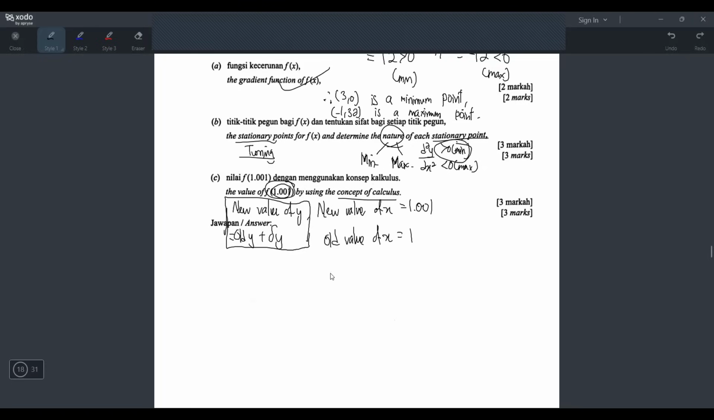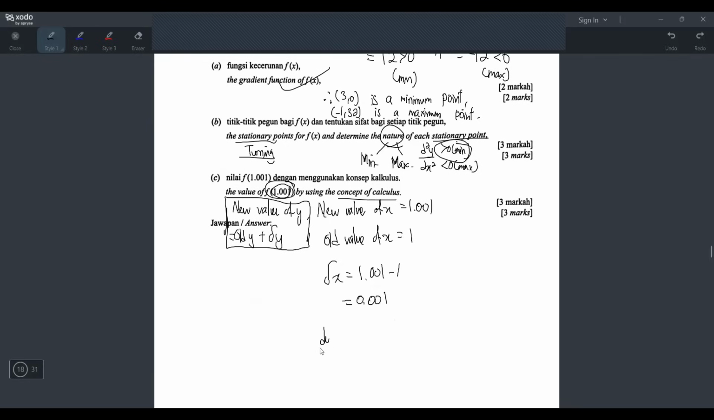After you have the new value and old value, you can find the small change in x, right? So what is the small change in x? Delta x. You take the new value minus the old value. So 1.001 minus 1, you get 0.001. But if you look at the formula carefully, we actually don't want the delta x. We want the delta y because I'm finding the new value of y. So the formula is old value of y plus delta y. And the delta y is not 0.001. This is the delta x.